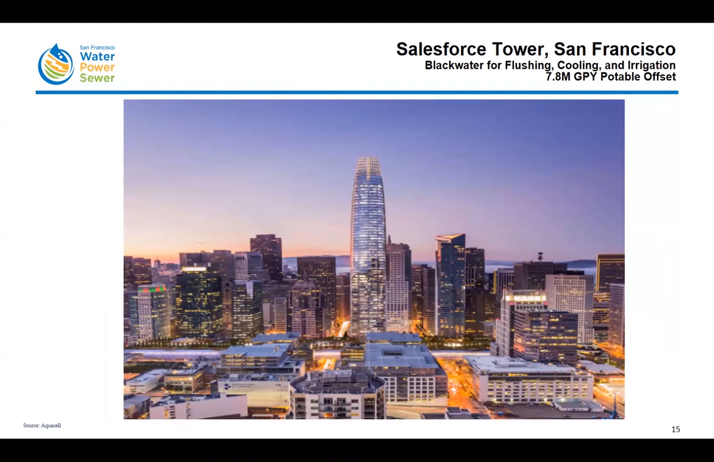The Salesforce Tower, I think many people know, is the largest building west of the Mississippi. And you can see it everywhere on our skyline. And they were actually, on a voluntary basis, installing a blackwater treatment system to meet their non-potable demands for toilet flushing, cooling, and irrigation.